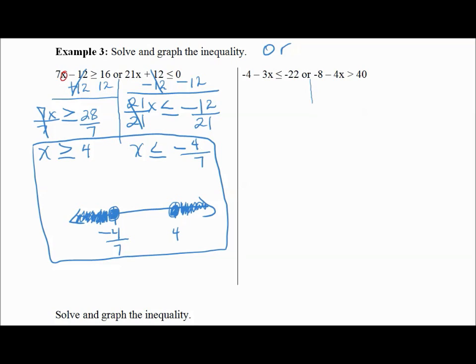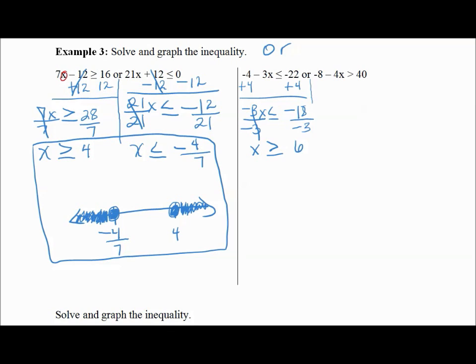My first one, I have to get rid of this negative 4 first, so I'll add 4 to both sides of the inequality. That leaves me with negative 3x less than or equal to negative 18. I'll divide both sides by negative 3. Remember, when you divide by a negative, you must reverse that symbol. So I'm left with x greater than or equal to 6.